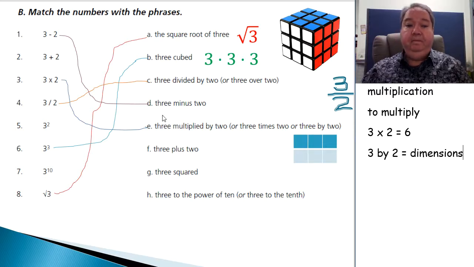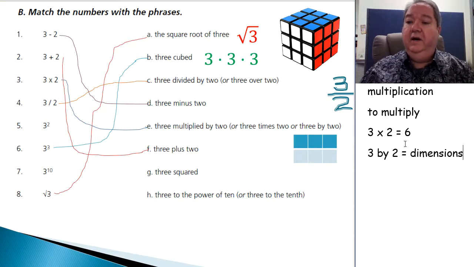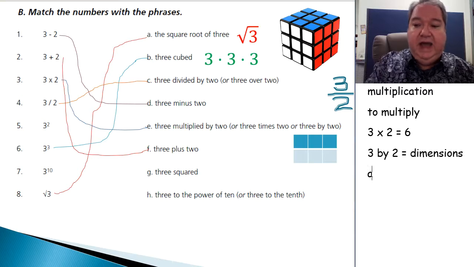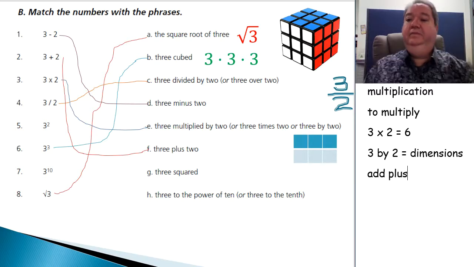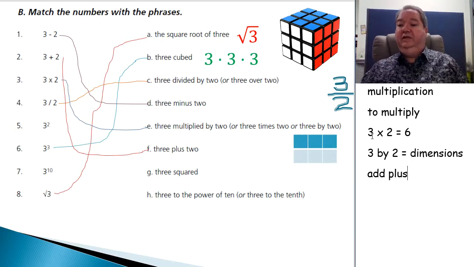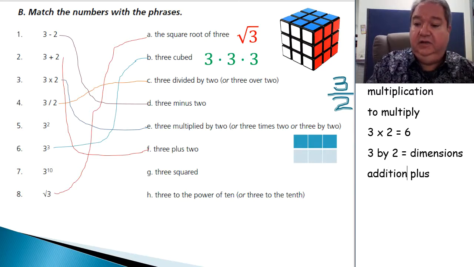3 plus 2. So if you multiply, that's multiplication. If you add, then we say plus. Or here we say 3 times 2. That's multiplication. 3 plus 2, that's addition. You're adding or doing addition.